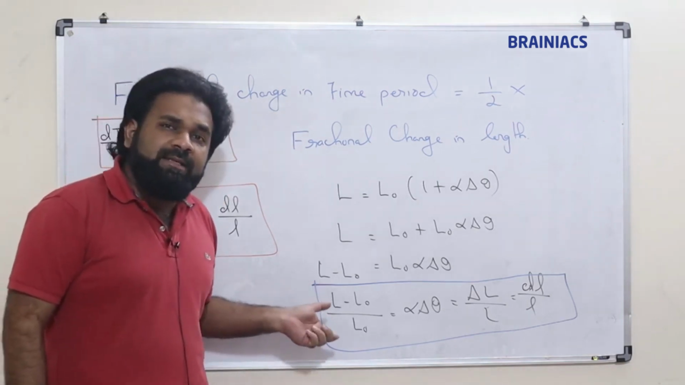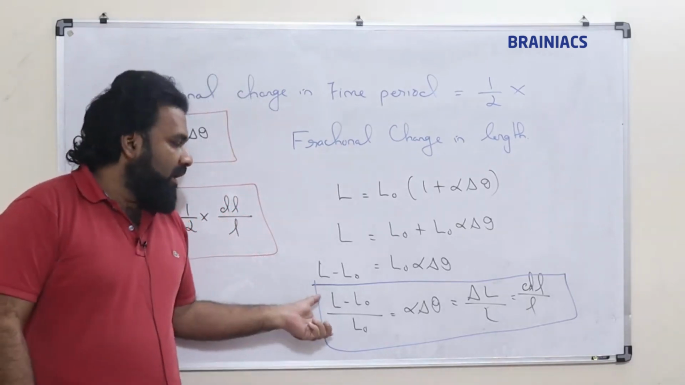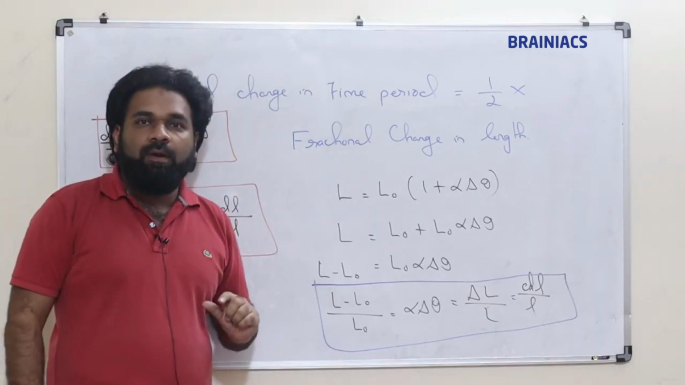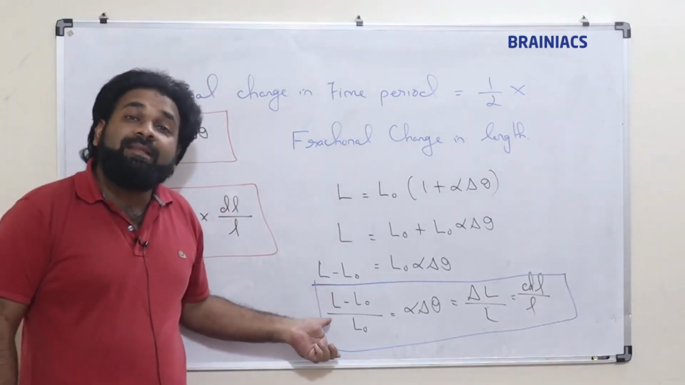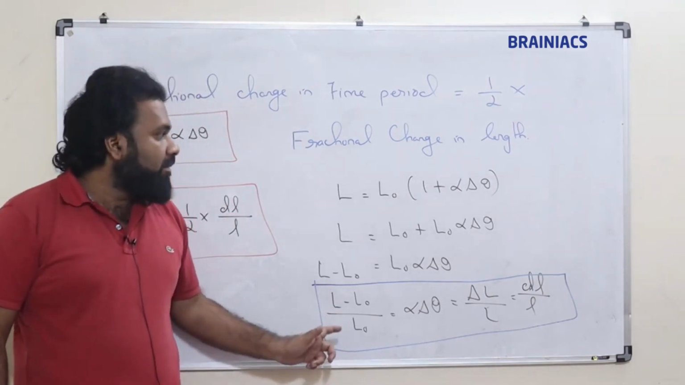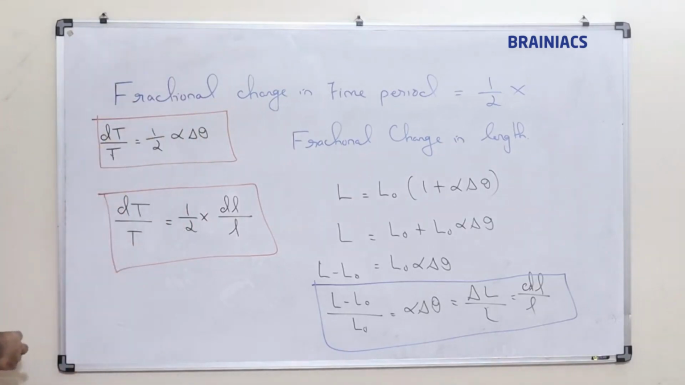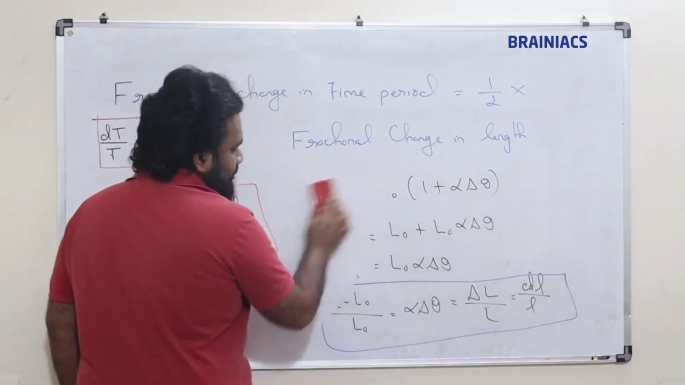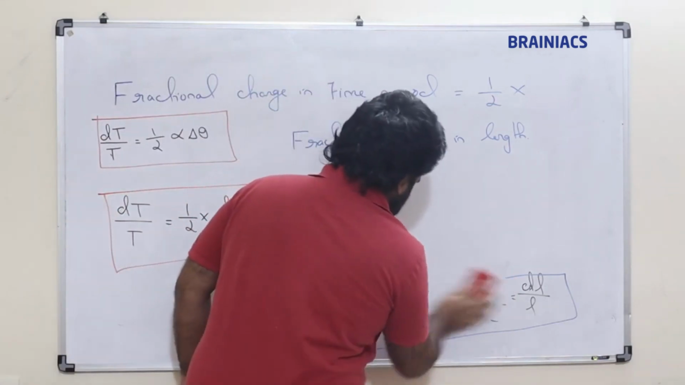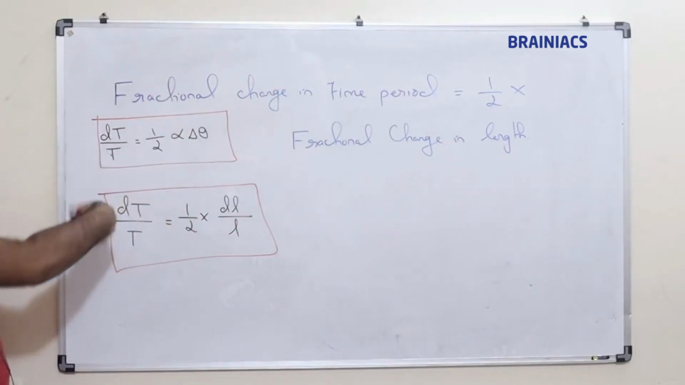What is this actually, change in length by original length? In the mechanical properties of solids we have seen such a thing, change in length by original length. We call it strain there. So we can say that this is nothing but thermal strain, alpha delta theta. Clear? Okay, so all these are correct.